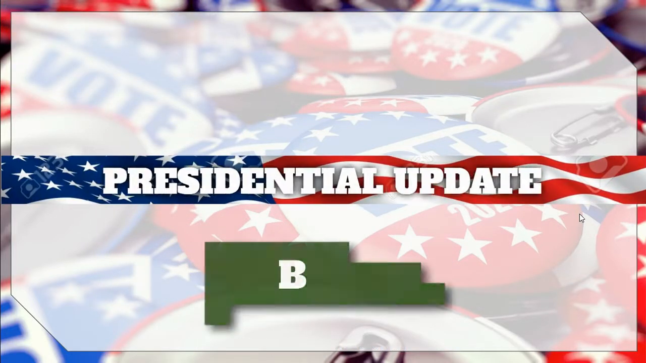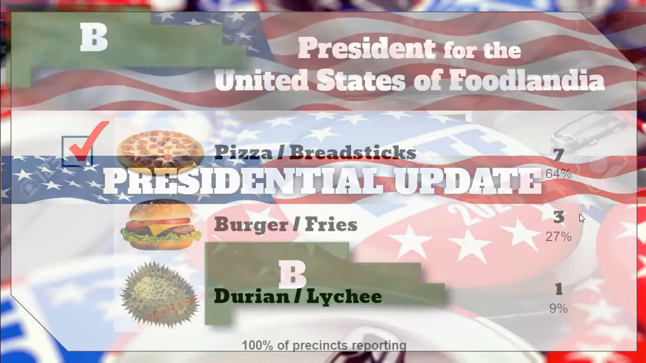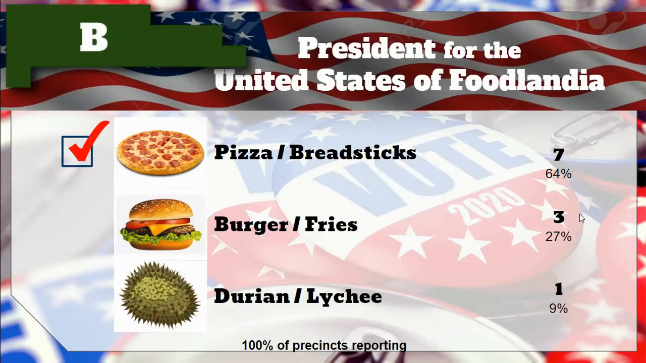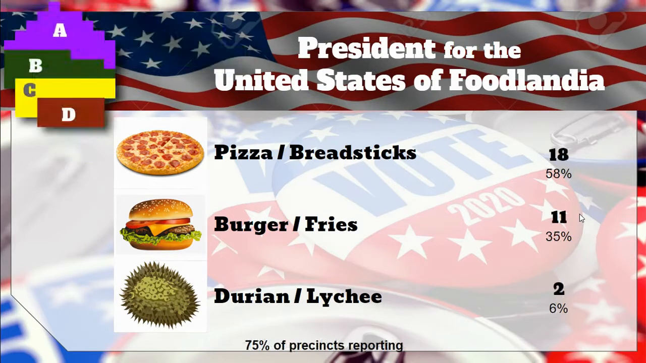We also have a presidential update from the state of B as well. This is with 100% of precincts reporting, and look at that. Pizza Breadsticks is going to pick up another state. The final total here in the state of B: Pizza Breadsticks with 7, Burger Fries with 3, and Durian Lychee gets that 1. Durian Lychee's got to be happy to pick up a vote overall. But Pizza Breadsticks will get the electoral votes for the state of B.